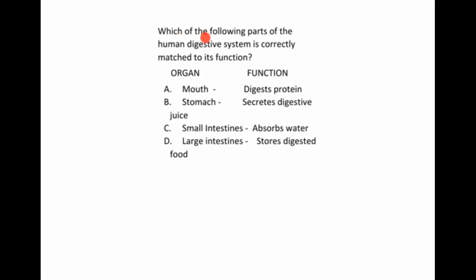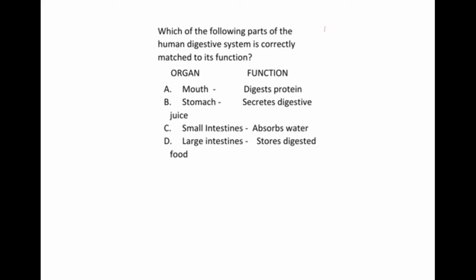Which of the following parts of the human digestive system is correctly matched to its function? We have the organ and then the function. For us to answer the question, we need to highlight the functions on various parts. We start with the first part of the digestive system, which is the mouth.